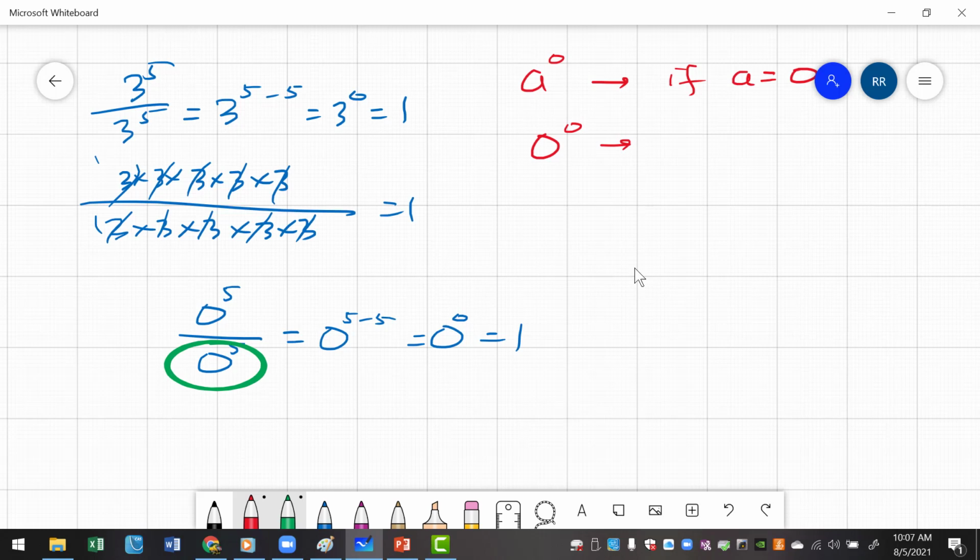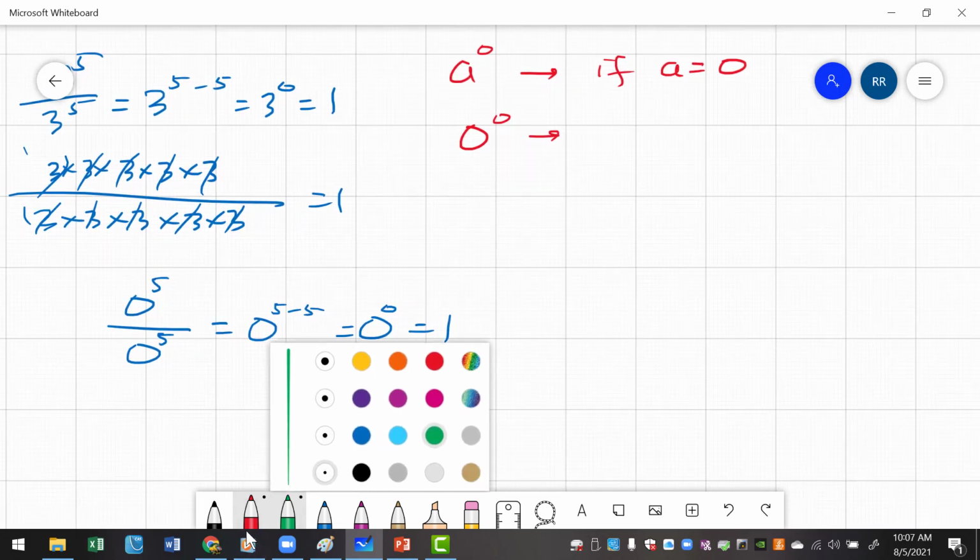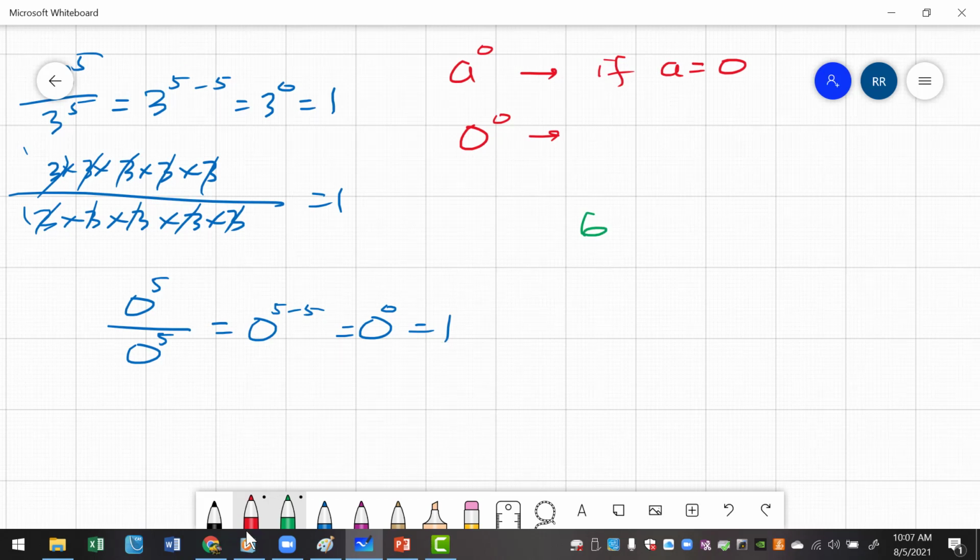Okay, if you remember, what if we divide any number by 0? What does that become? Maybe some of you say it will be 0, right? But there's a problem there again. So let me give you a concept that is quite easy to understand. Let's say I have 6 divided by 2. Okay, so 6 divided by 2 is equal to 3, right?